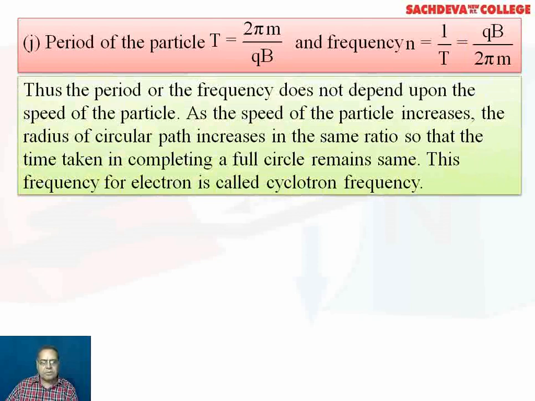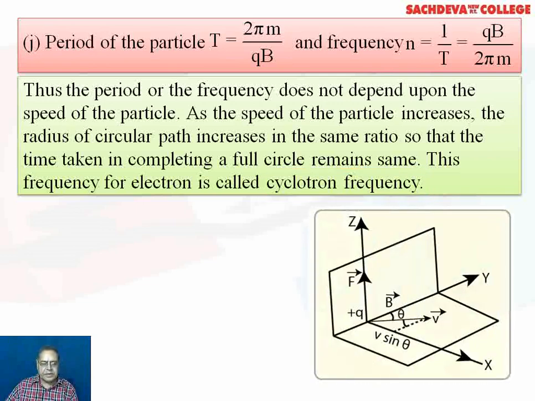The period or the frequency does not depend upon the speed of the particle. As the speed of the particle increases, the radius of the circular path increases in the same ratio, so that the time taken in completing a full circle remains the same. This frequency for an electron is called cyclotron frequency.